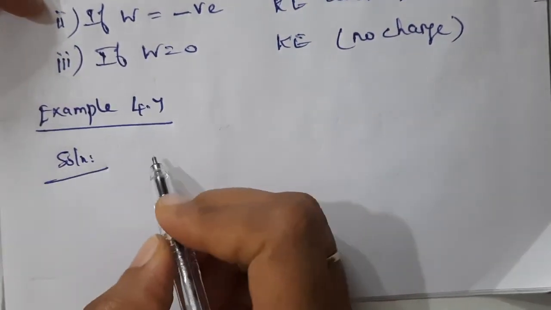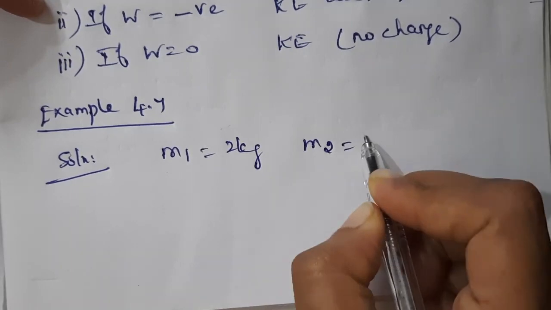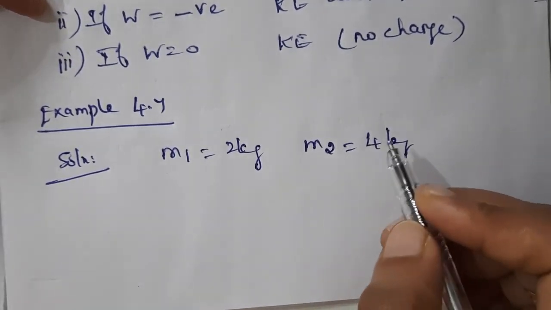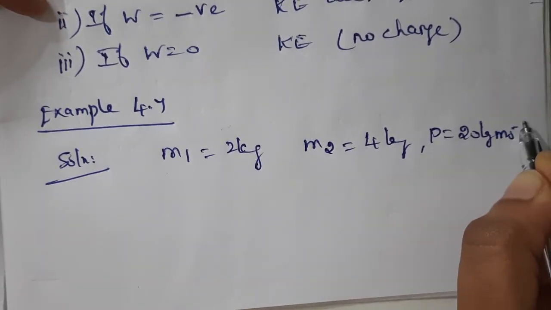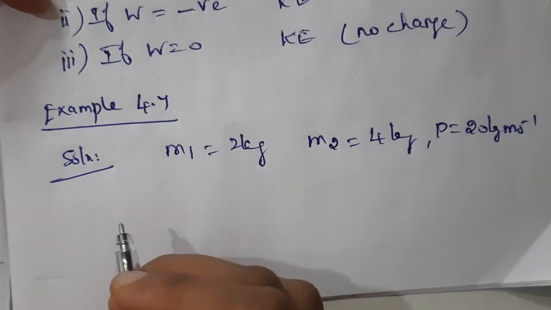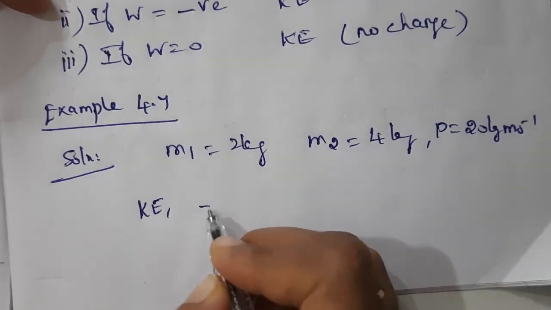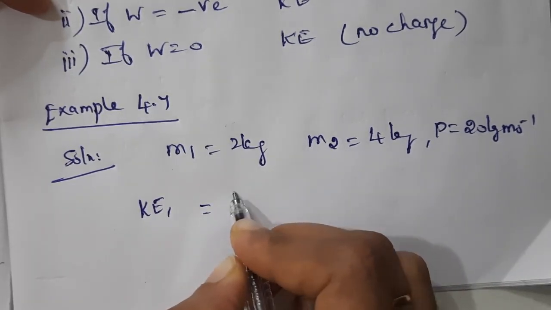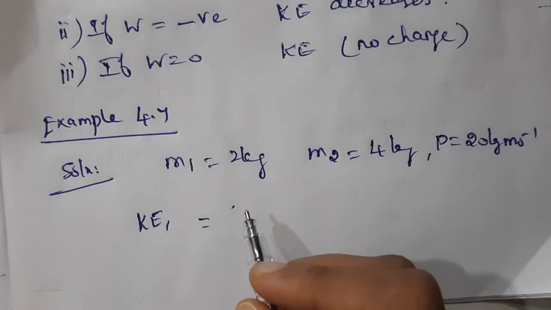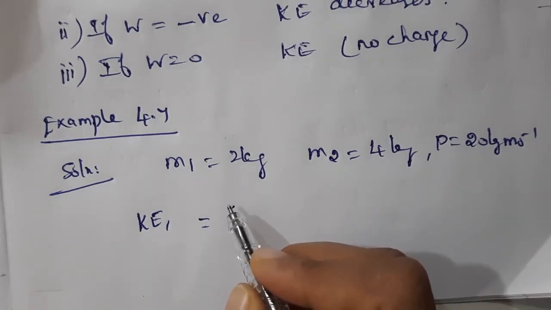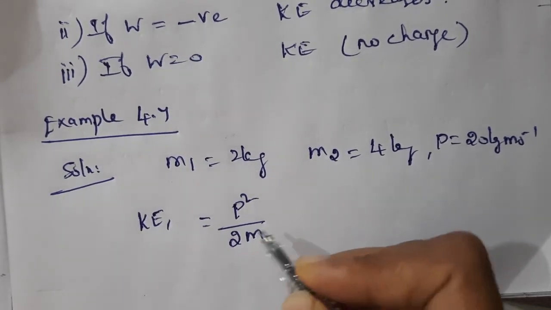Solution. Two masses are given. Consider m1 equal to 2 kg, m2 equal to 4 kg, and the momentum p equal to 20 kg m s raised to minus 1. First, find the kinetic energy of the 2 kg mass. Kinetic energy 1 is equal to half m1 v square. Another formula is p square by 2m, because here the velocity is not given, momentum is given. So I can use the formula p square by 2m.